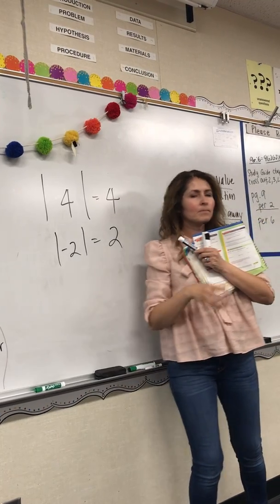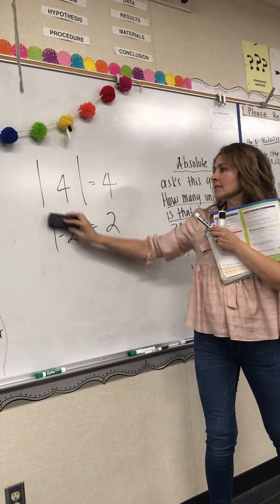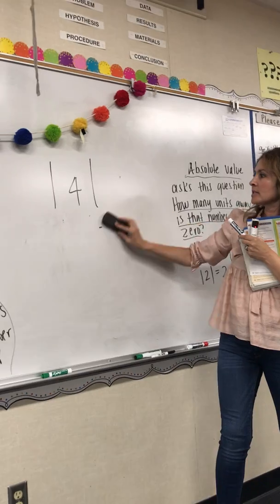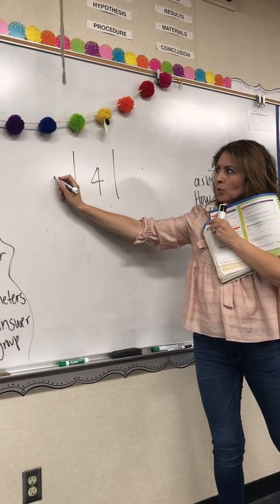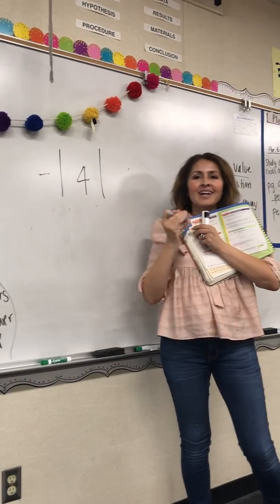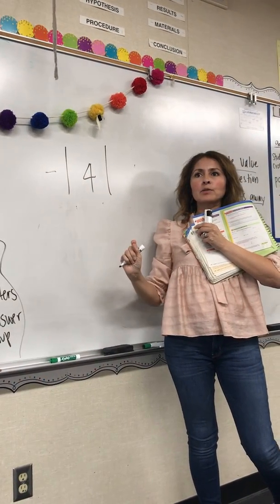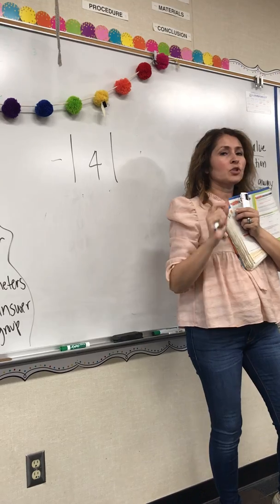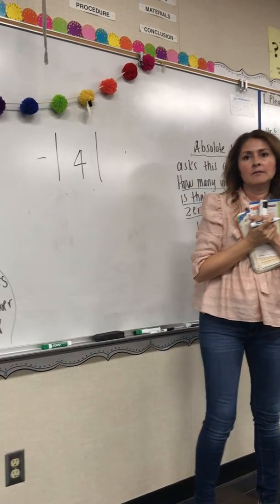You follow me? Okay? What happens if I do this? Discuss with each other what you think is going to happen. There's a negative on the outside of the absolute value. Discuss with each other what you think the answer is going to be and why. Go ahead. Discuss.